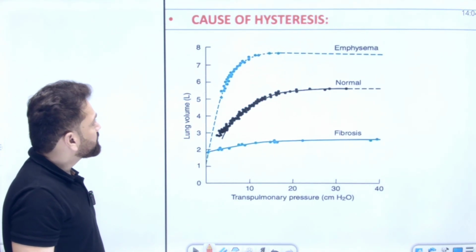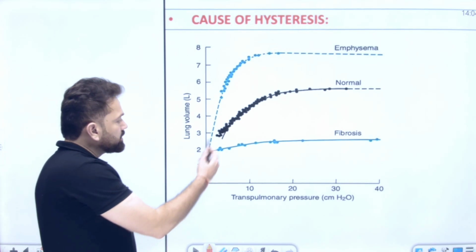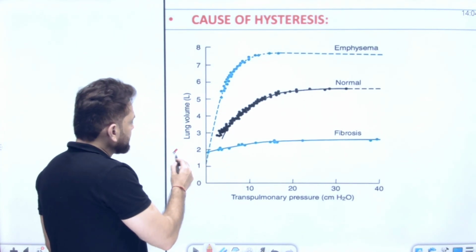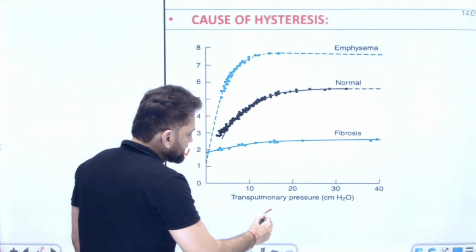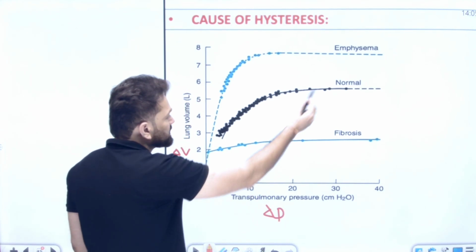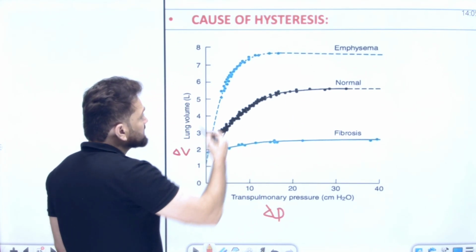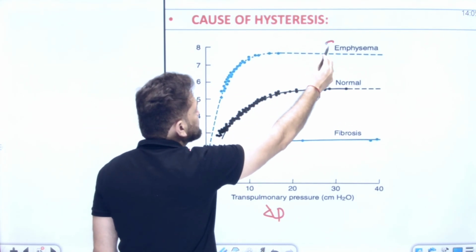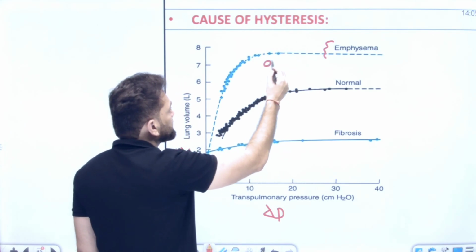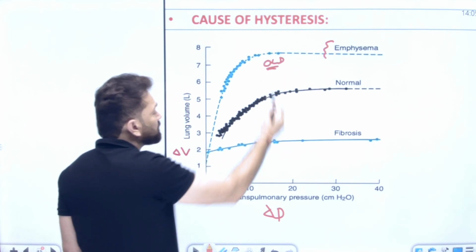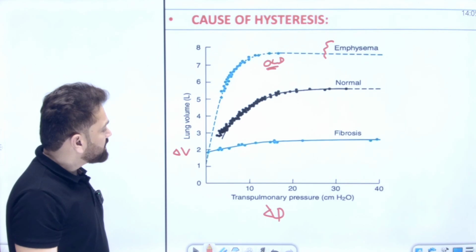Now again, this is about the compliance curve. Whenever delta V by delta P is there, it is always compliance. So this is normal, and compliance will increase in emphysema because it is obstructive lung disease. So whenever volume is more, compliance will be more.